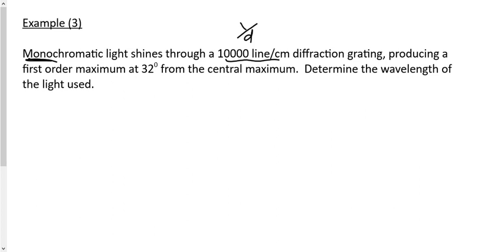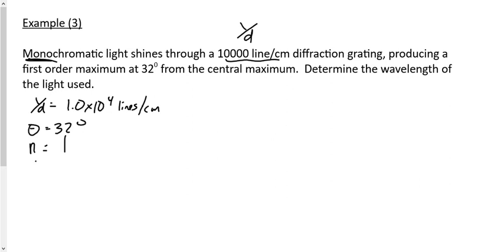So what do we have given to us here? We're going to say 1 over d is equal to 1.0 times 10 to the 4 lines per centimeter. We're going to say that theta is equal to 32 degrees. We're going to say that n, because we just got theta, n is equal to what? First order maximum, central maximum, n would be 1. What's the wavelength? Okay, let's get d.